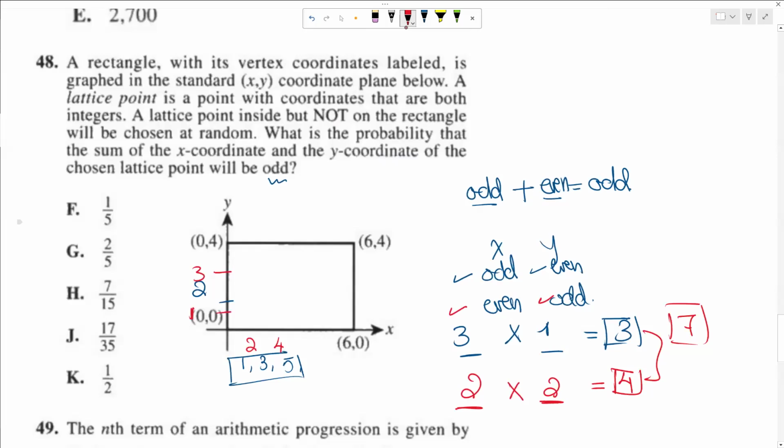7 out of what? Out of how many possible options? 7 out of, on this axis, I have 1, 2, 3, 4, and 5 to choose from. And on the y-axis, I have 1, 2, and 3 to choose from. That's 3 times 5, which is a total of 15, sorry. So the answer is H.